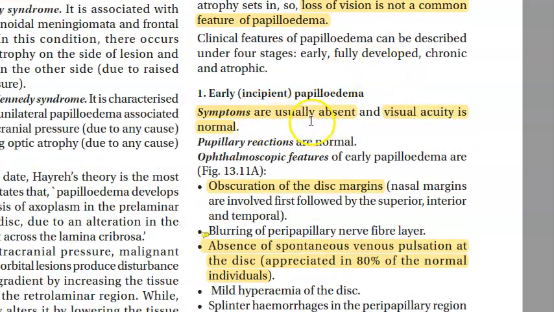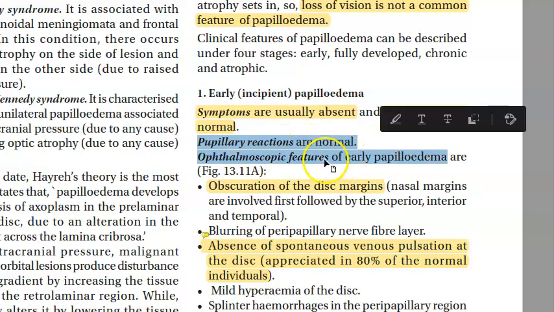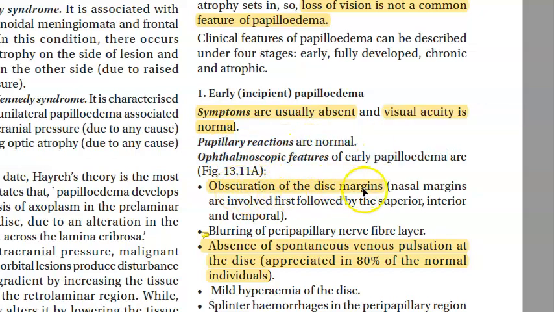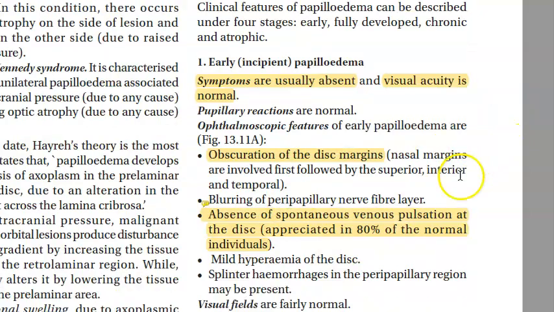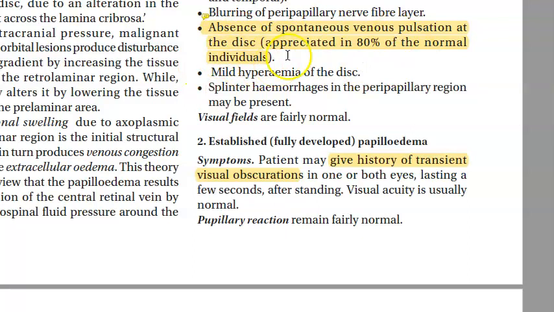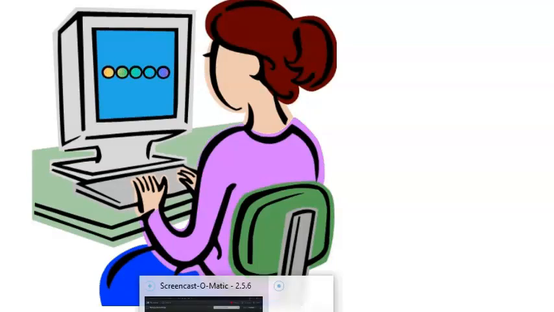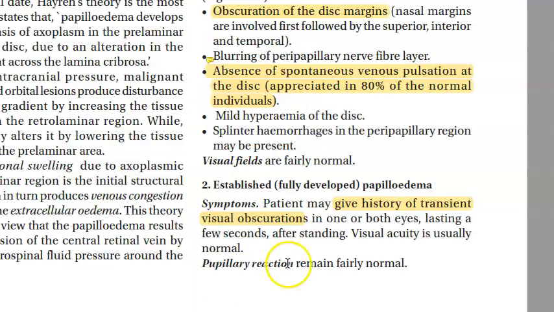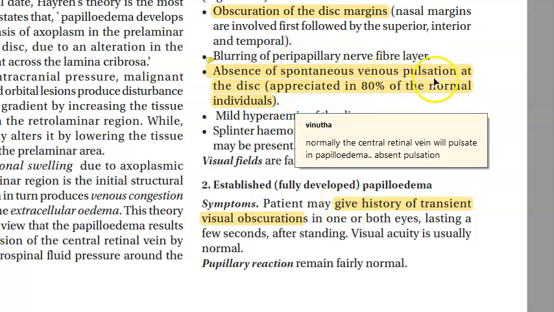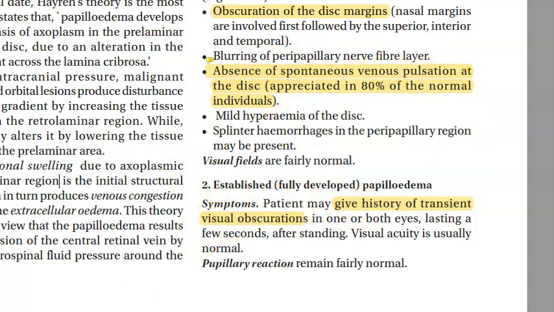Guys, remember in the early stage there will be no symptoms, visual acuity will be normal, pupillary reactions are normal, etc. But you can see obscuration of the disc margins, absence of spontaneous venous pulsation at the disc. This is a very important thing, absence of venous pulsation. Transient visual obscurations, what are we looking at, guys? Papilledema. So transient loss of vision, what else did you see? Absence of spontaneous venous pulsation at the disc.